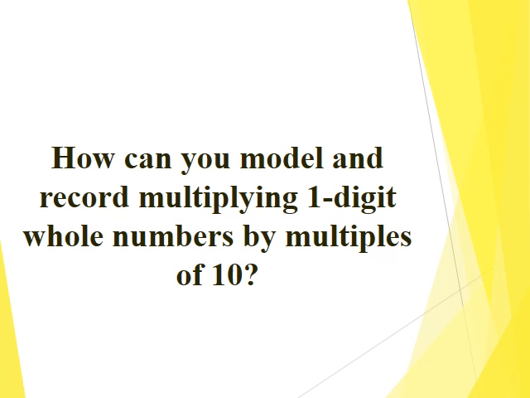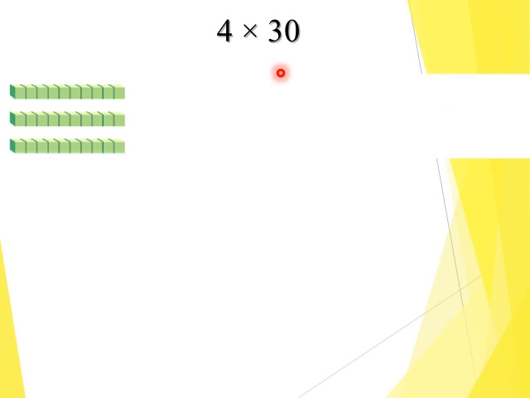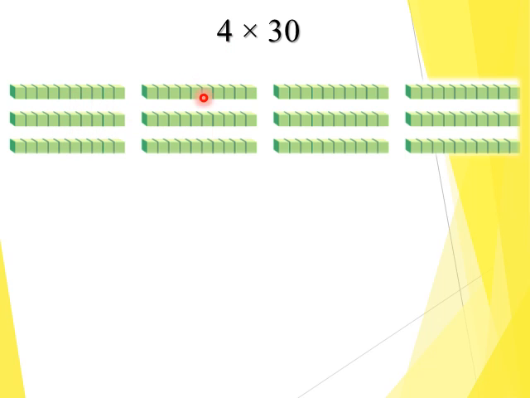Now how can you model and record multiplying one-digit whole numbers by multiples of 10? Let's use place value and regrouping to find the product 4 times 30. First, we will use base 10 blocks to model 30 with 3 tens. Now I will show 4 groups of 30. This is the first group, the second group, third group, and the fourth group. This is equal to 12 tens. Now how can you regroup 12 tens?